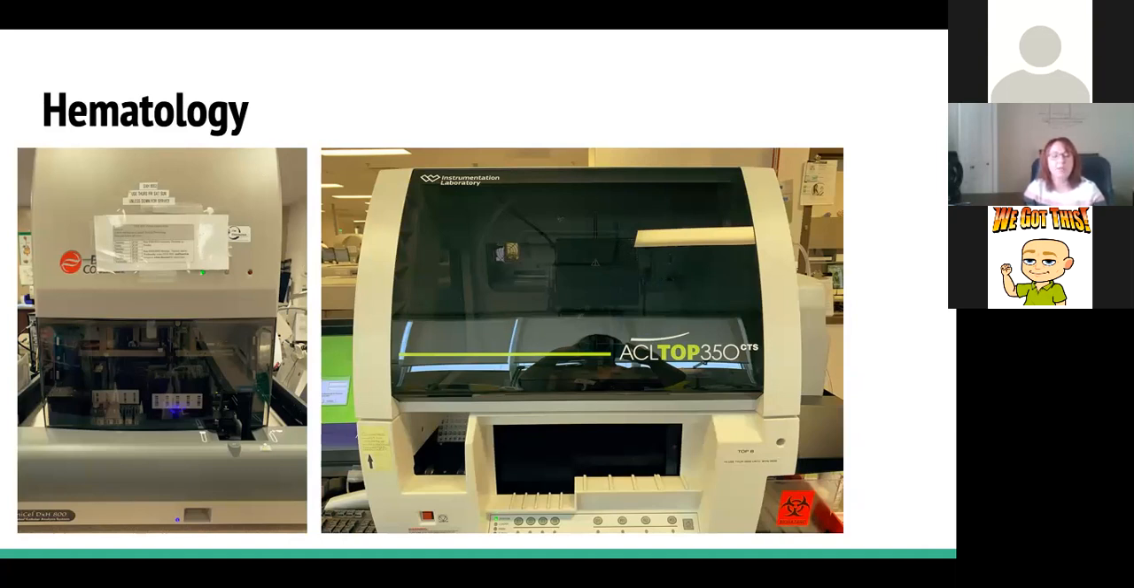And so when the results, and same with the Architect, when the results come off the machine and onto the computer, the MLT will review them. And they'll make sure that they don't need further testing. Like they may need to be repeated.